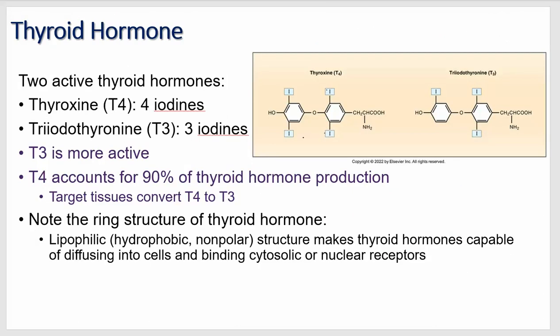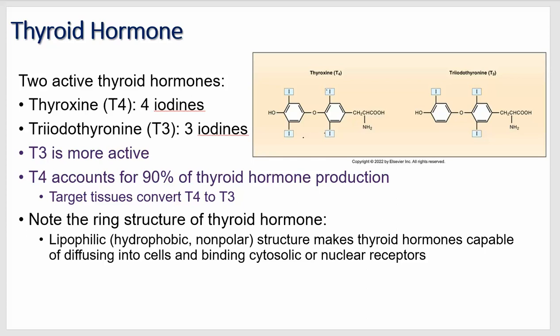So let's talk about the thyroid hormones. So there are two active thyroid hormones. One is called thyroxine, and the other is called triiodothyronine. The difference between these is just that the thyroxine has 4 iodine atoms attached to it, and then the triiodothyronine has 3 iodines attached to it. So we call them T4 and T3, and that's much easier to say than thyroxine and triiodothyronine. So the T4 has 4 iodines, and T3 has 3 iodines.